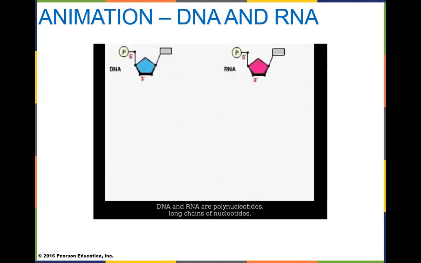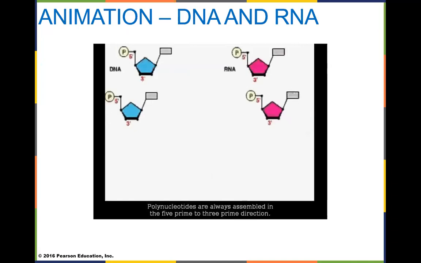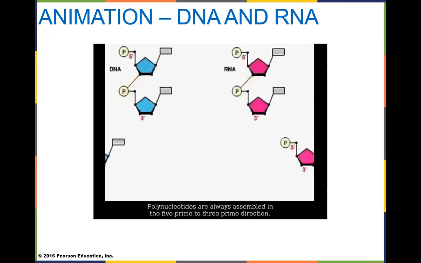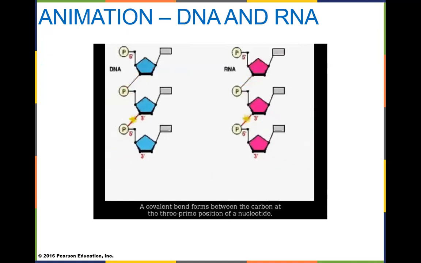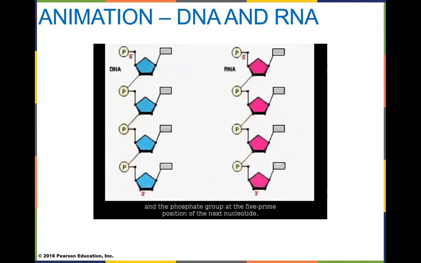DNA and RNA are polynucleotides, long chains of nucleotides. Polynucleotides are always assembled in the 5' to 3' direction. A covalent bond forms between the carbon at the 3' position of a nucleotide and the phosphate group at the 5' position of the next nucleotide. See how it lines up?